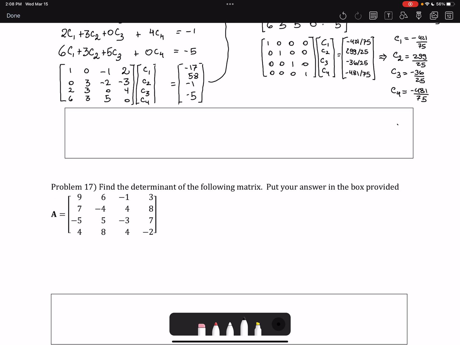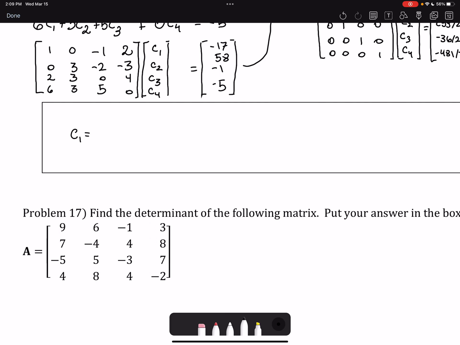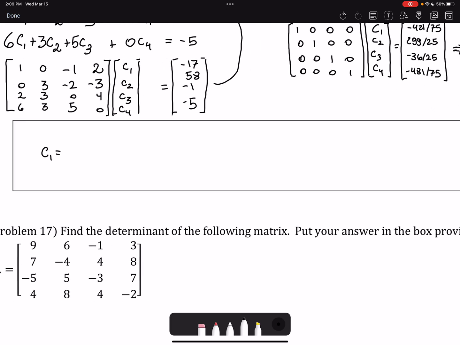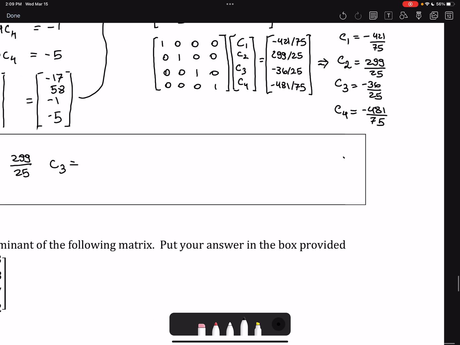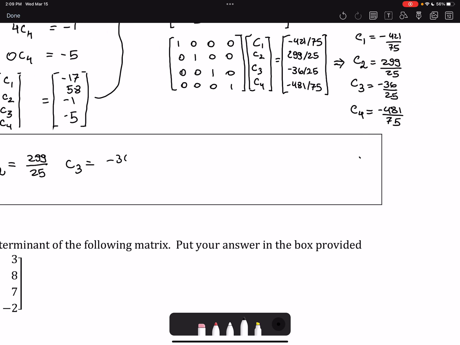So now we can write the result. C1 is equal to negative 421 over 75. C2 is equal to 299 over 25. C3 is equal to negative 36 over 25. And C4 equals negative 481 over 75.